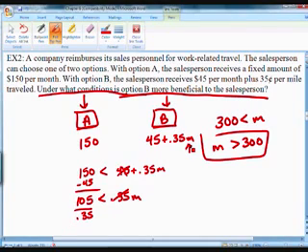Does that make sense? What's true about when M equals 300? I kind of told you this answer a while ago. When M equals 300, what's true? They're the same. That's the break-even point. If you plug in 300 miles, you should get $150. So whether A or B, you're going to get the same amount of money.